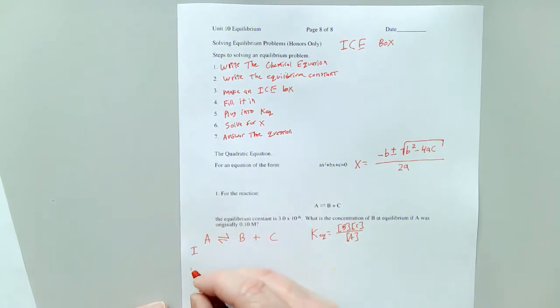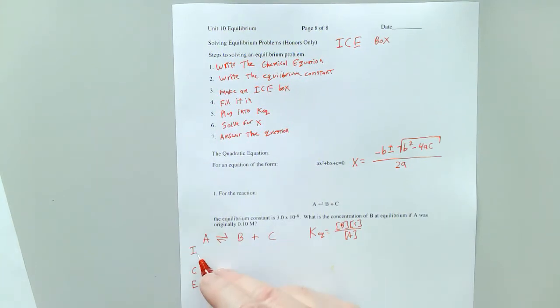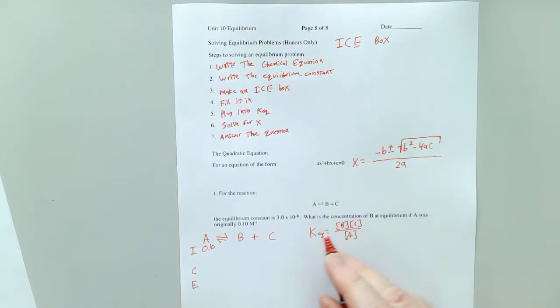An ice box has the letters I, C, E, and they stand for initial, change, and equilibrium. Once again, that's initial, change, and equilibrium. And in this question, I'm starting off with 0.10 molar A, and I want to find out what the concentration of B is at equilibrium.